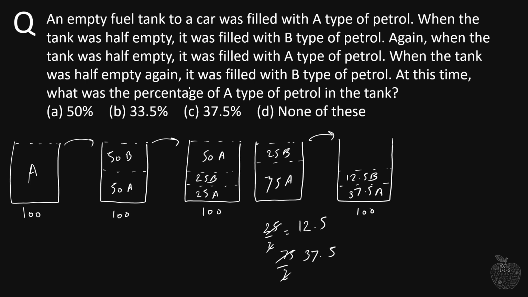Alright, this much is clear. And it was filled with B type of petrol. So the rest of the 50 is filled with B. The question is asking us at this time, what was the percentage of A type of petrol in the tank? Now we know that the volume of the tank is 100 and out of this 100, 37.5 is A. So that means 37.5% of the tank is filled with A. So your option C is the correct one.